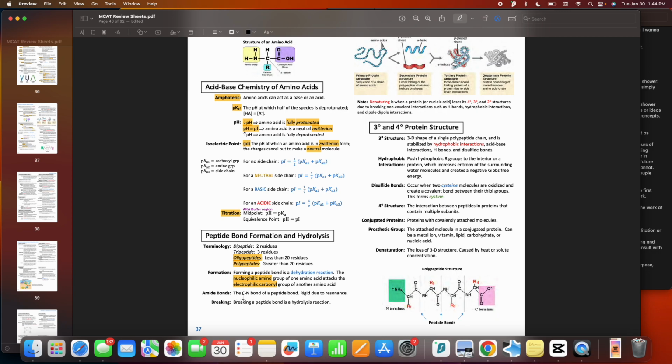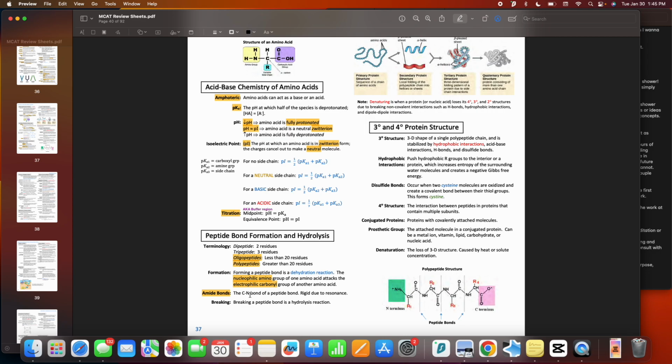Amide bonds: it's this carbon-nitrogen bond of a peptide bond. Interesting, it's also rigid due to resonance. So this carbon-nitrogen bond is called an amide bond or a peptide bond, right? The peptide bond is basically an amide bond. So we can study amides in order to understand peptides better. The pep comes from the protein part, probably.